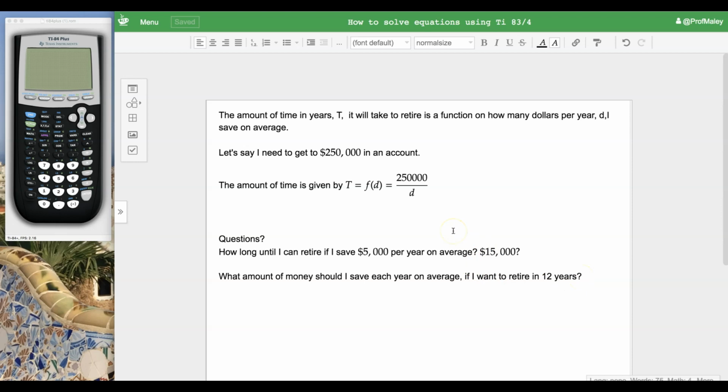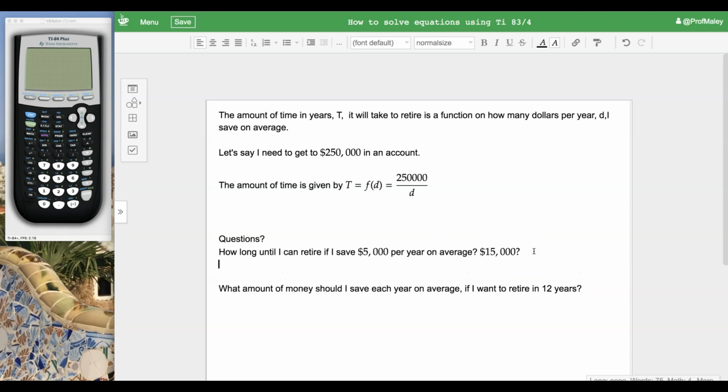Now again, this is really simplifying things. We're not taking into account interest, anything like this. This is just raw dollars. So it's not totally realistic, but it's a good ballpark, and it'll show us how we can solve equations using the TI84. So let's look at the first one.